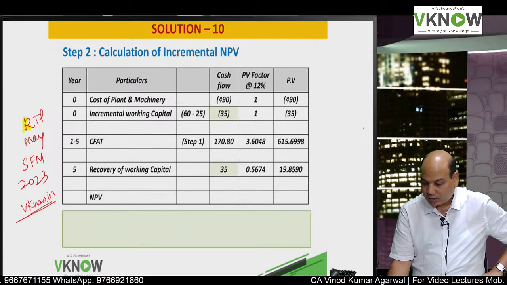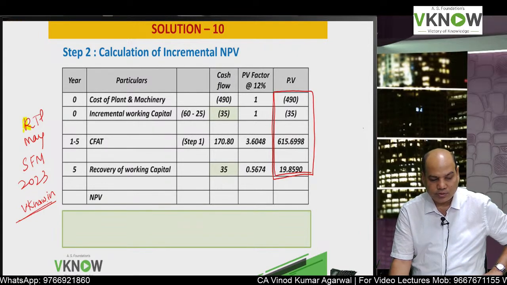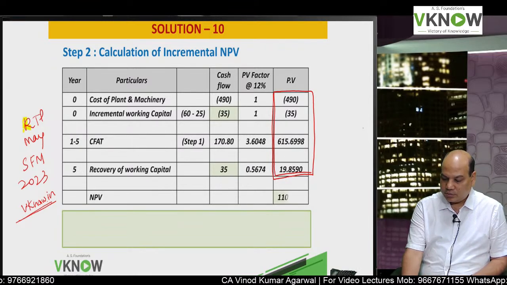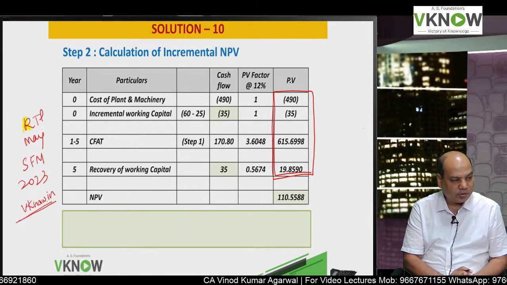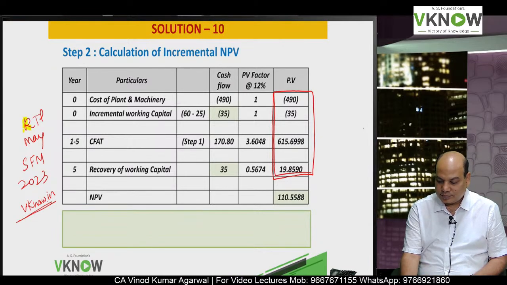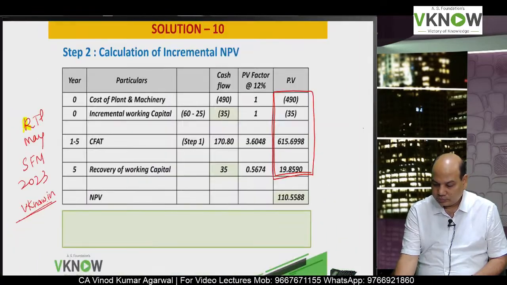Multiply, and take the total of this last column. What is NPV? Last column total. 110.5588. Positive or negative? Positive.